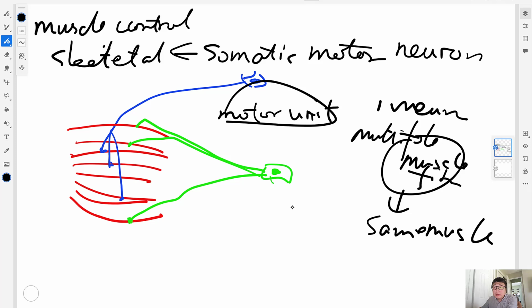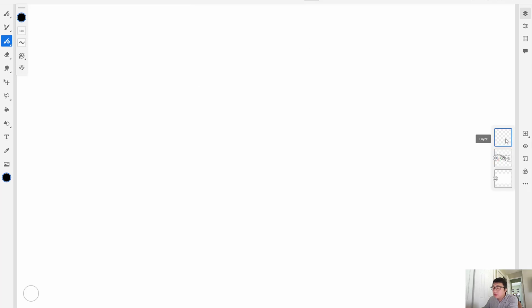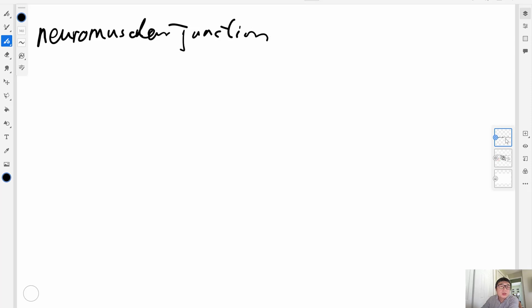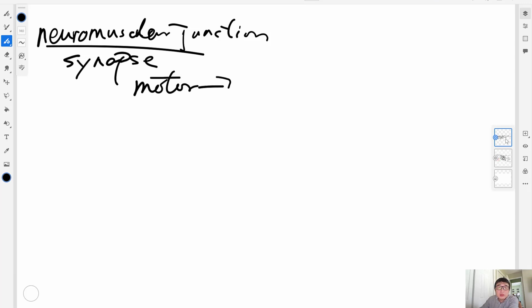That is the motor neuron, and next let's talk about the neuromuscular junction. What is a neuromuscular junction? Oh, I hate my handwriting. Why so bad? Whatever. The neuromuscular junction is basically a synapse, especially a synapse between a motor neuron and a muscle fiber.